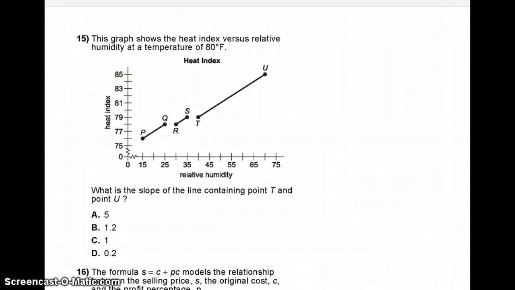Number 15, this graph shows the heat index versus relative humidity at a temperature of 80 degrees Fahrenheit. What is the slope of the line containing point T and point U?